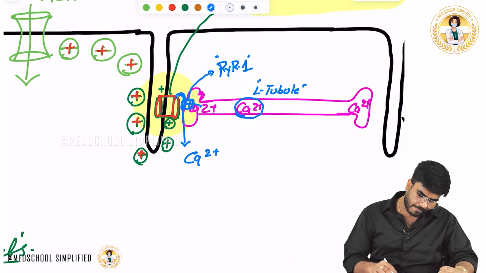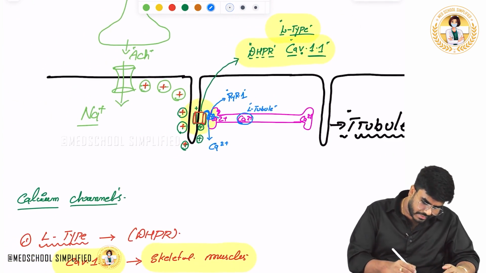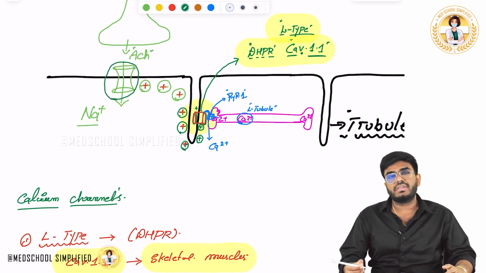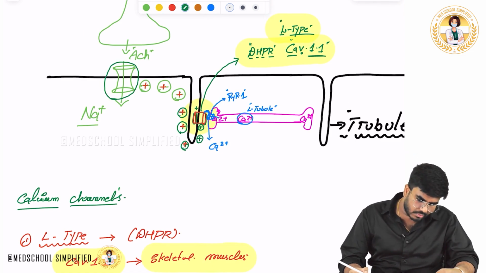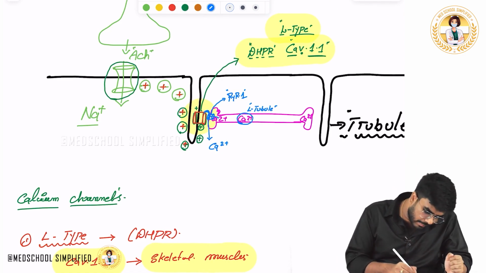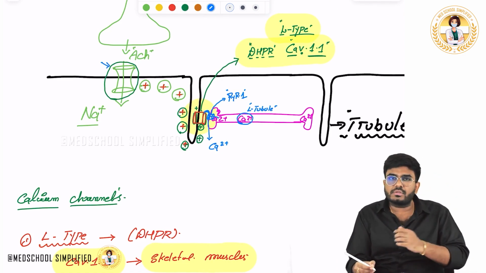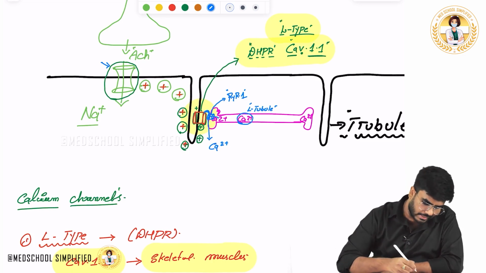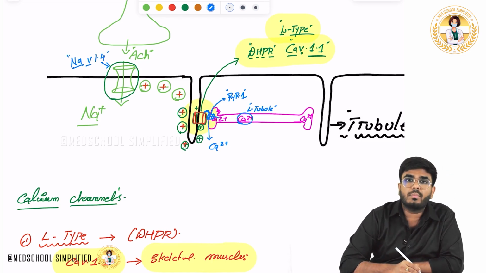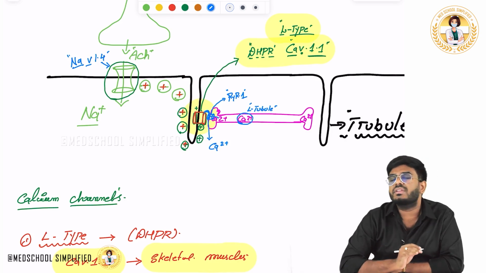Now questions. This is the sodium channel which I have shown here. What is the name of this sodium channel? It's a voltage-gated sodium channel. This voltage-gated sodium channel is called Na voltage-gated channel 1.4, NAV 1.4. It's the name of that sodium channel.